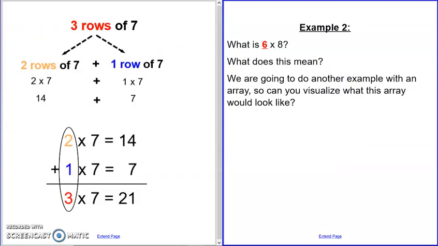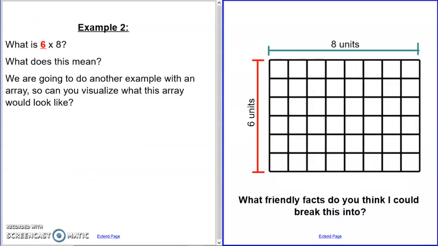All right, let's look at another example. 6 times 8. So we're going to use an array one more time. So I want you to think about, what does 6 times 8 mean? What would it look like? Pause the video to visualize that now. All right, so here's what I visualized. I visualized 6 rows and 8 columns, or 8 in each row. But I don't know how many blocks are there in all. That's too many to count. That will take me forever. So what friendly facts do you think I could break this into? So 6 times 8, there's your hint there that my 6 is underlined and bolded, and that was part of our learning objective. So what friendly facts do you think we could break this into? Pause the video now to think about where you might break this array apart and change your colors.